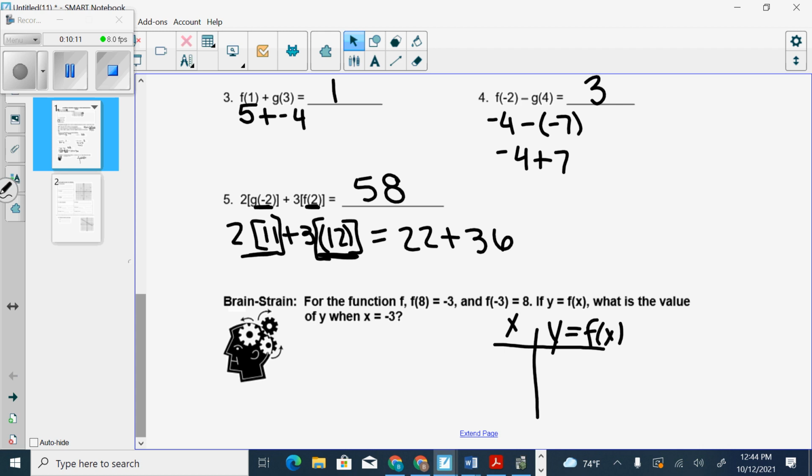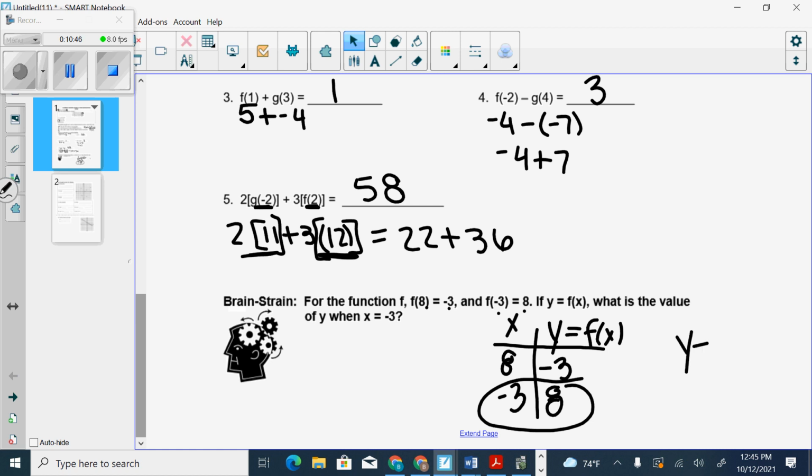First they gave me f of 8 equal to negative 3. Is the 8 or the negative 3 my x? 8, good. So 8 goes with negative 3, which means on this one, my x value is negative 3, while the y value is 8. They said, what is y when x is negative 3? Well, what is y when x is negative 3? 8, right? They just asked it in a confusing way. So y would be equal to 8.